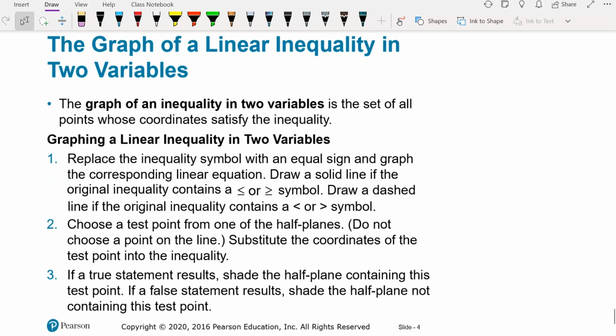So these are your steps to solving. If you want to go ahead and read through all of those, you can. Otherwise, I'll be explaining as we go through and do examples.